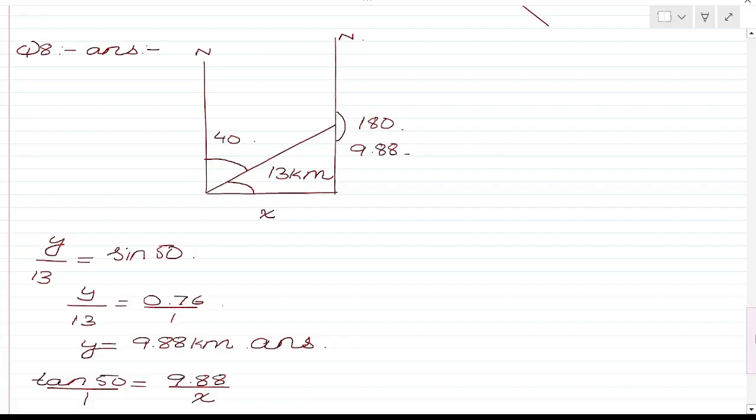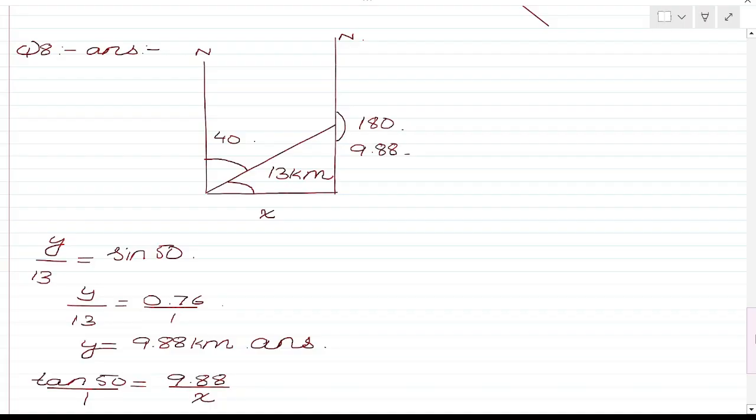Let's assume that the perpendicular is 9.88, and we need to find the value of x. So we can say that by using tan of 50. Why? Because 40 was subtracted from 90, that leaves us with 50. So tan of 50 will be 9.88 over x to find the value of x. But here, let's assume that 9.88 isn't found here. So how can we find the value of y, which is our perpendicular?